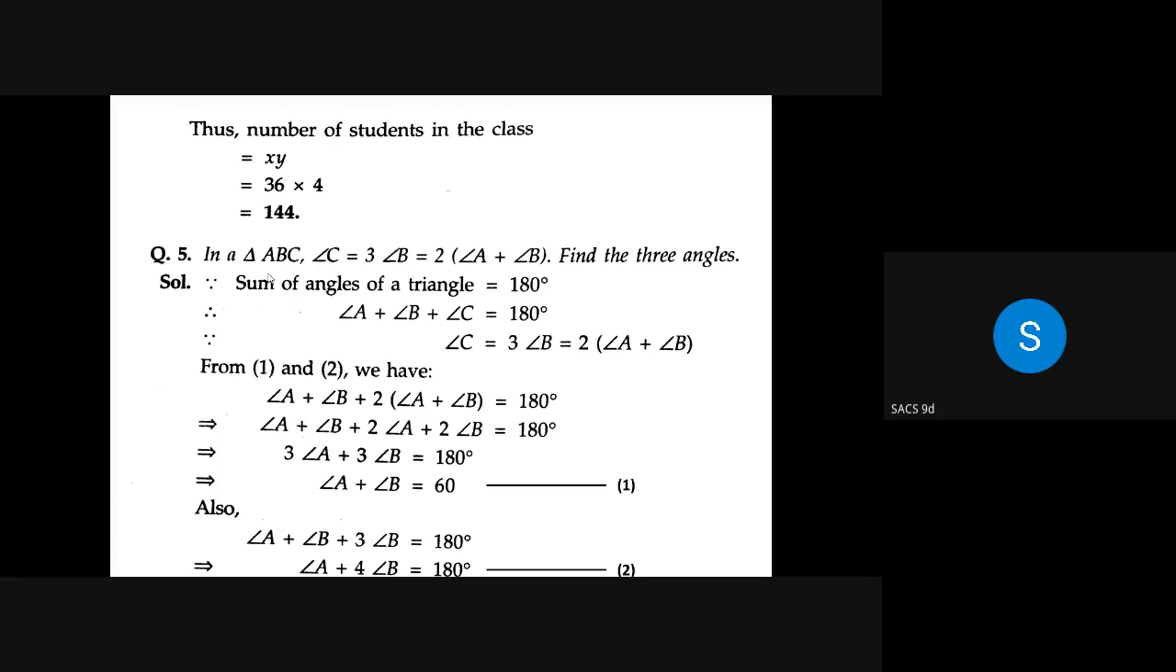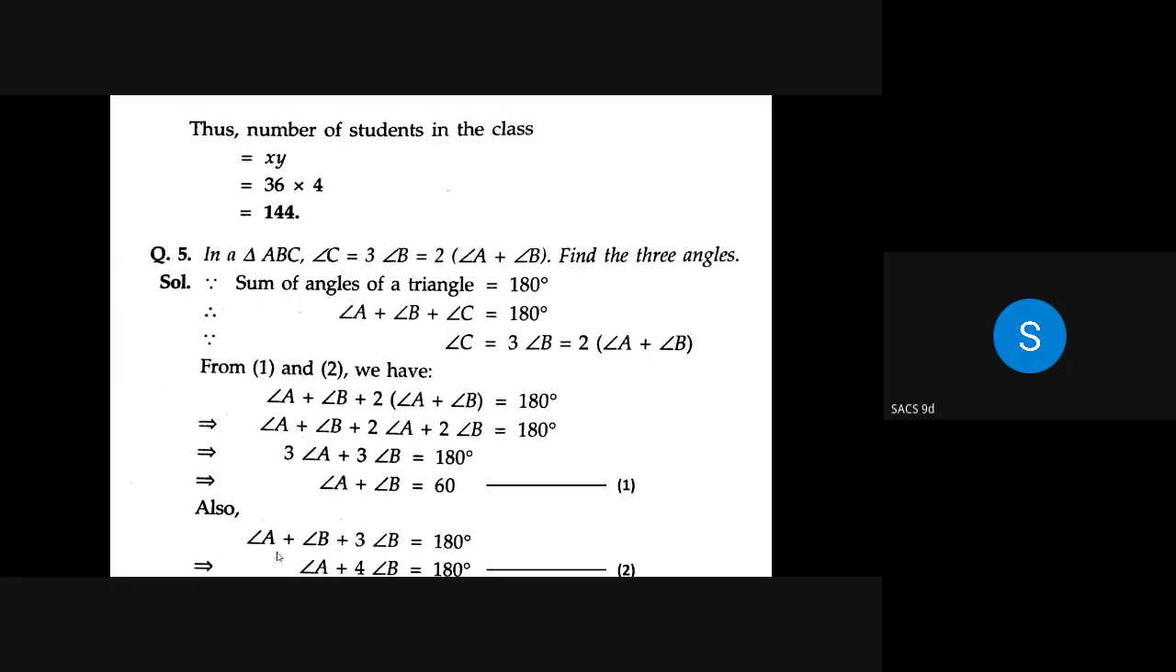So angle C, I can write it as thrice of angle B, which is also given as twice of angle A plus B. So I will try to remove angle C altogether from here. So angle A plus angle B plus angle C will be replaced with twice of angle A plus B. So I will get one equation, angle A plus angle B is 60. This is the first equation.